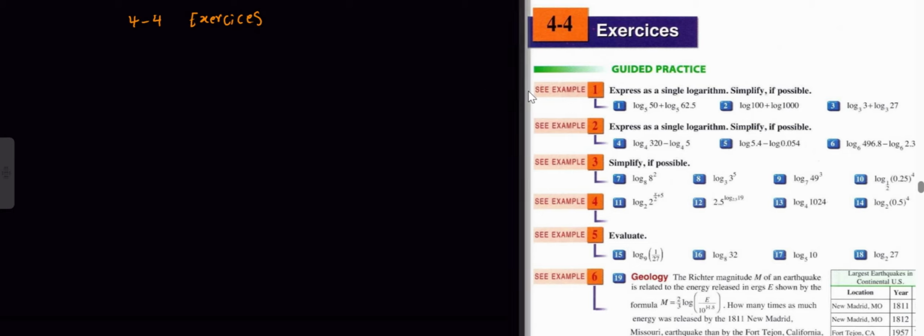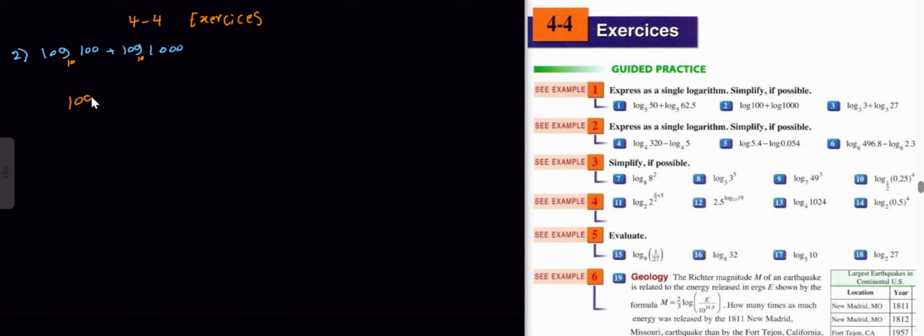We have number 1 and 2 and 3. Those are easy, but let's solve number 2. Our bases are the same. We have 10 here and 10 here. If it is not written, it means we have 10. So we can multiply these two numbers together.